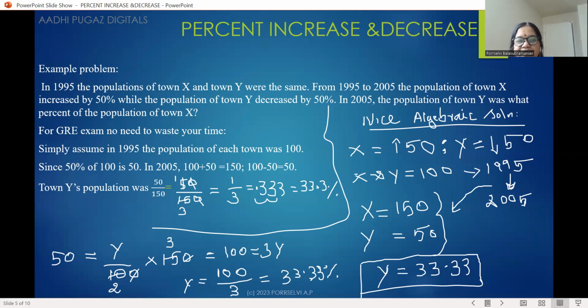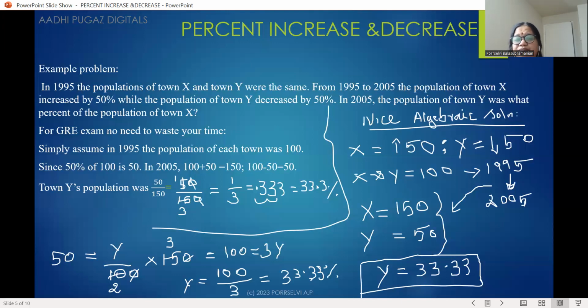In 1995, the populations of town X and Y were the same, so we need to assume 100. I have already told you we have to assume the number 100. So the population of X and Y is each 100. From 1995 to 2005, the population of town X increased by 50%. So what is the total population of town X now? 150. In the first slide, I explained 50% of 100.